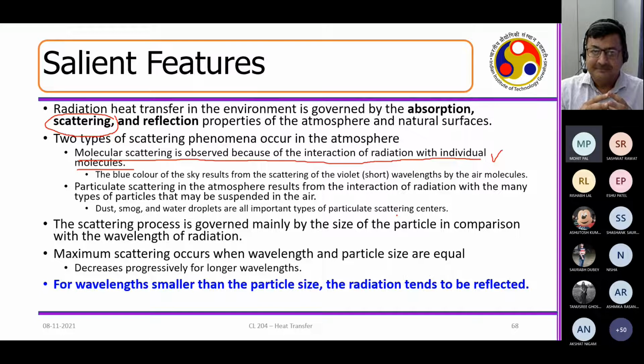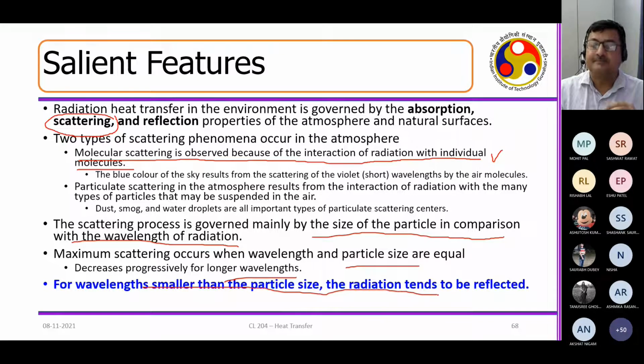Understood? So the scattering process is governed mainly by the size of the particle in comparison with the wavelength of the radiation when there is an interaction between them. And maximum scattering occurs at the wavelength when the particle size is equal to the wavelength.